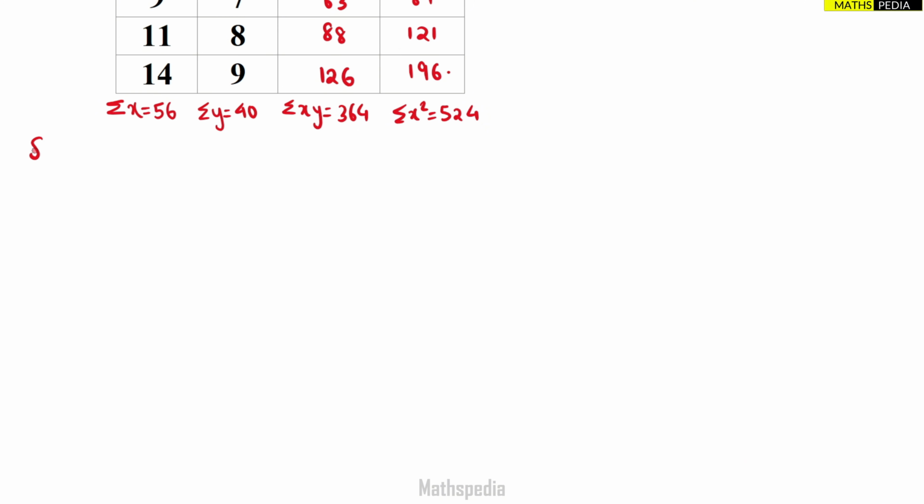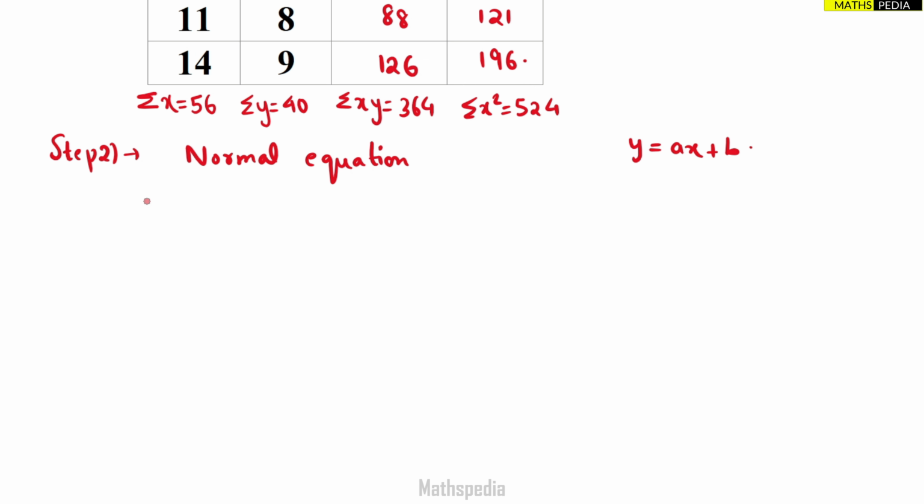Let me quickly go to the second step. What will the second step be? Very simple: you have to write the normal equations of the straight line. We are considering y = ax + b. The normal equations start with the summation of y = a times the summation of x + nb. There are two equations. The second is the summation of xy = a times the summation of x square + b times the summation of x.